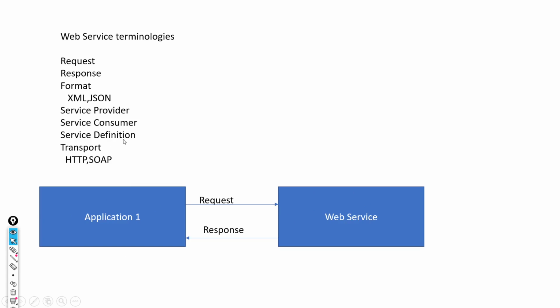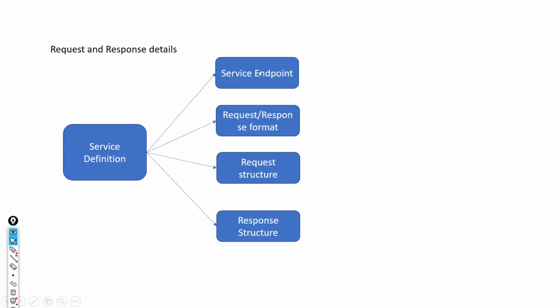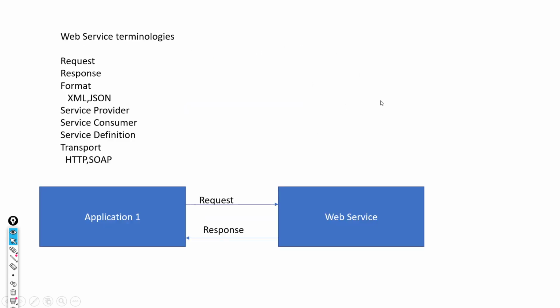And service definition, we just went through this. Service definition contains all the information about request and response. And transport: how the data is transported, how data is sent over the internet, using which protocol. It sends the data through HTTP or SOAP protocol.